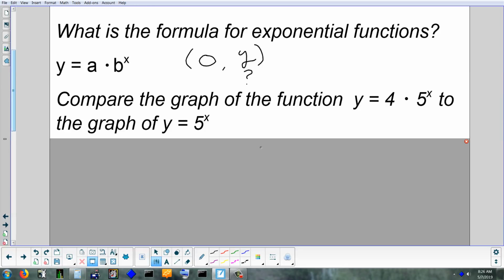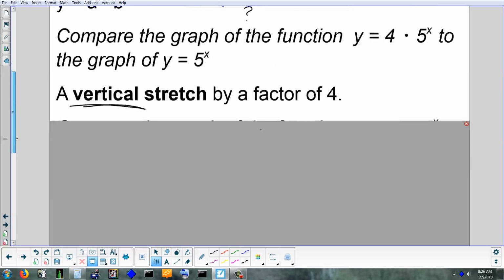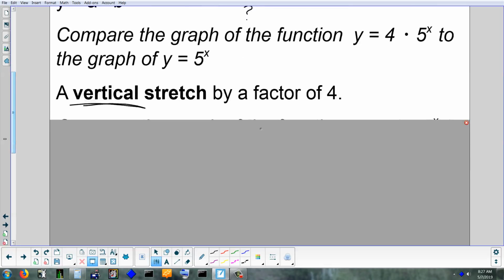Yeah. Vertical stretch by a factor of 4. One more time? Vertical stretch by a factor of 4. Yep, vertical stretch by a factor of 4. So the two things you're comparing, the 5 to the x is the same, right? The one number that's different, the 4, that's what it's getting stretched by. It's getting pulled apart. It's getting wider. Taller. Okay, and note the spelling of vertical. No E at the end of vertical. All right, so vertical stretch by a factor of 4.